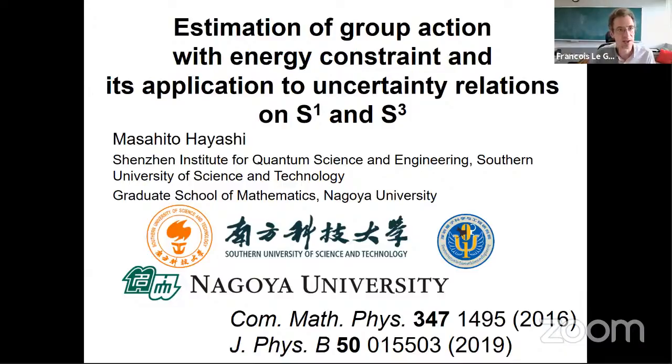Energy constraint and its application to associativity relations on S1 and S3.